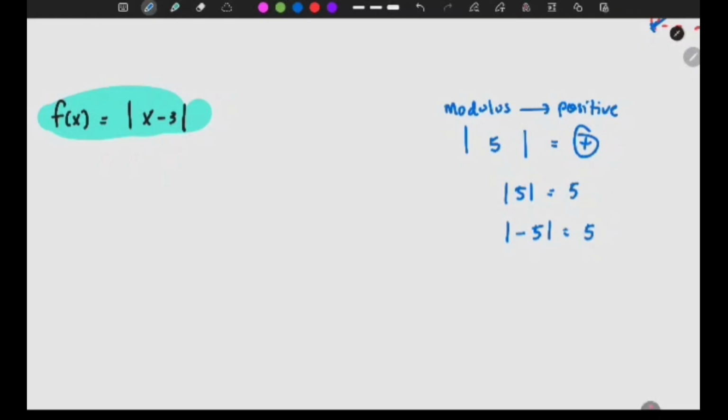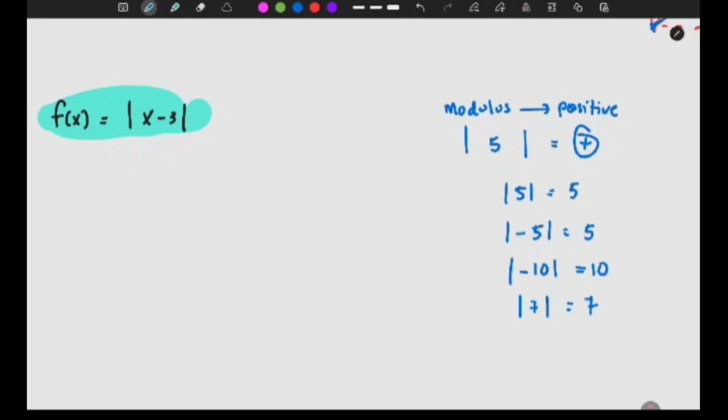If I put negative 10, I will get 10. If I put 7, I still get 7. No matter what number you put, you have to get a positive number. That's the function of a modulus. Okay, that's what you need to know.